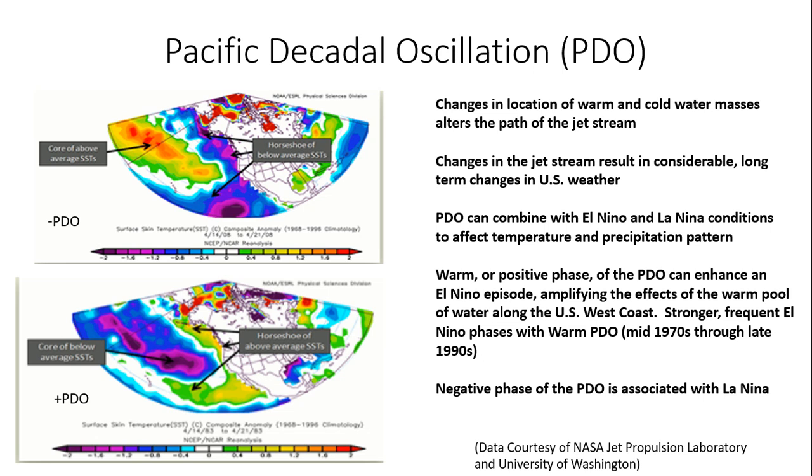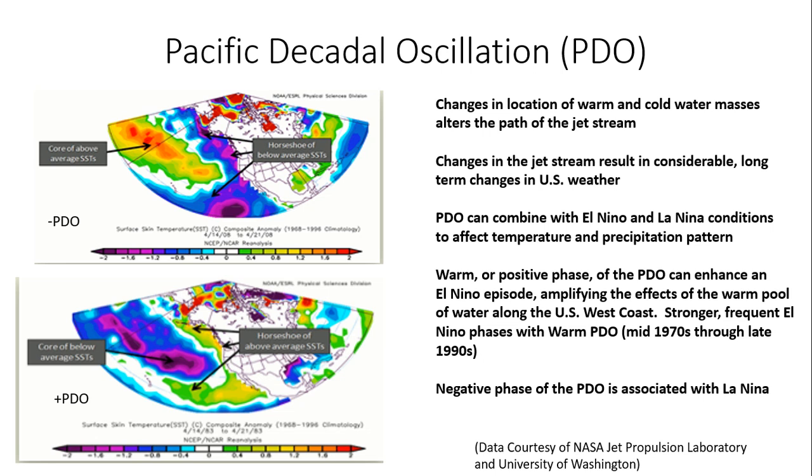And so you'll notice that the core of the above average sea surface temperatures are out over the north central Pacific. And then meanwhile, you have cooler than average sea surface temperatures into the Gulf of Alaska, down the west coast of Canada, down the west coast of the United States. And then, of course, further south, they are associated with La Nina in the upper left-hand graphic.